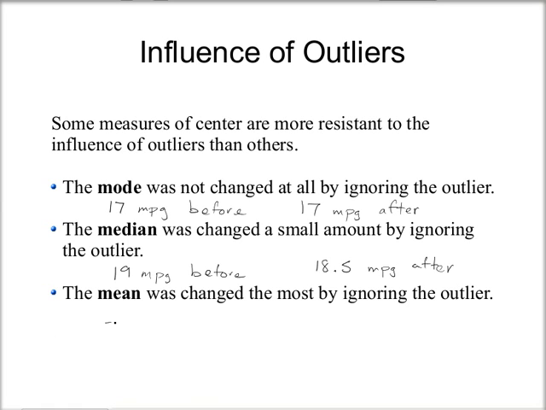The mean changed the most. We had 21.6 miles per gallon for our mean before and 19.2 miles per gallon after we ignored the outlier. So that changed the most. The mode didn't change at all, the median changed a little bit, and the mean changed the most.